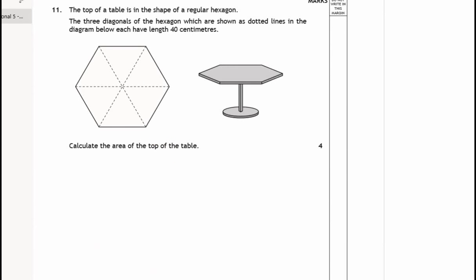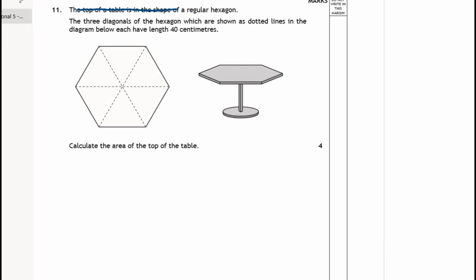Question 11. The top of the table is in the shape of a regular hexagon. The three diagonals are shown as dotted lines. Each have a length of 40 centimeters. Calculate the area of the top of the table. Oh, this actually looks quite interesting. So the three diagonals of the top of the table.